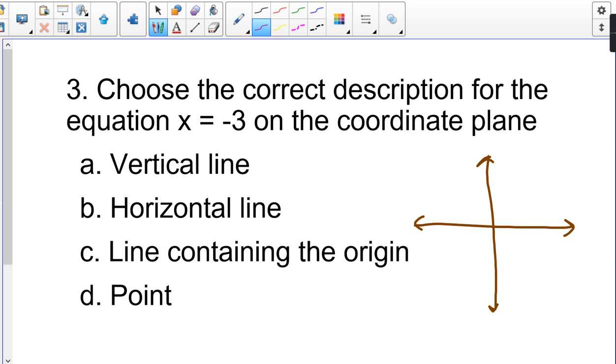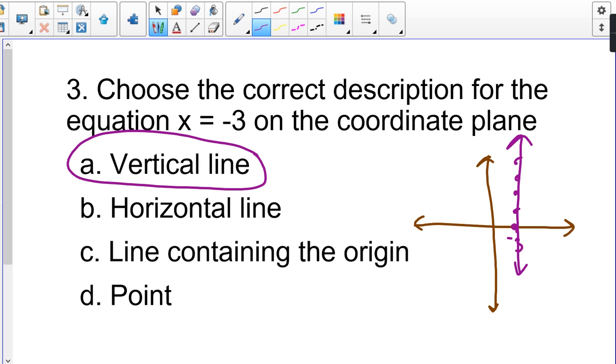When I think of the graph x equals -3, I think of all the points where the value for x is -3. So here's -3 on my x-axis. This point has -3 as the x value, and all the points above it share the same x value of -3. So this whole line is x equals -3, and that is a vertical line. So the answer is vertical line.